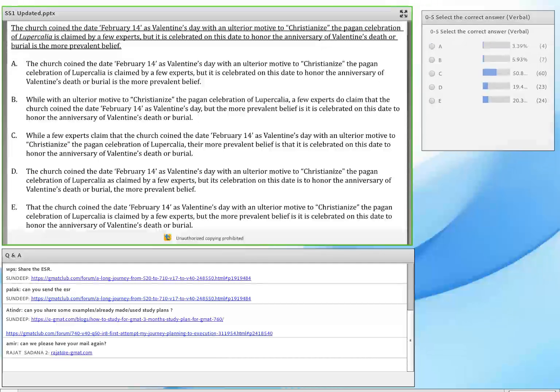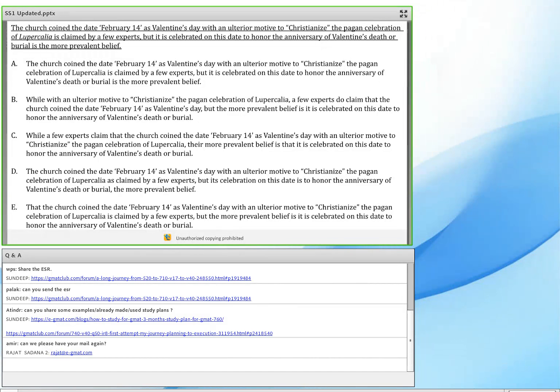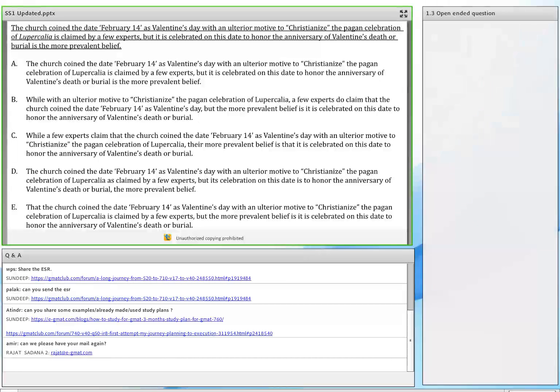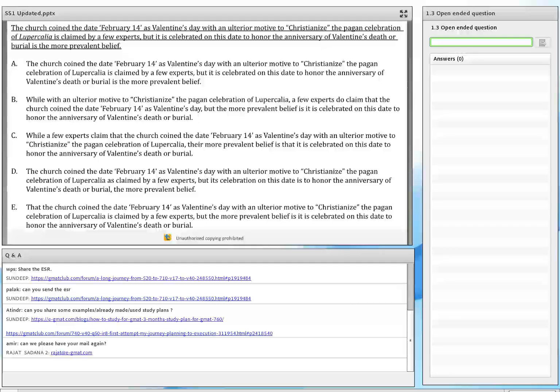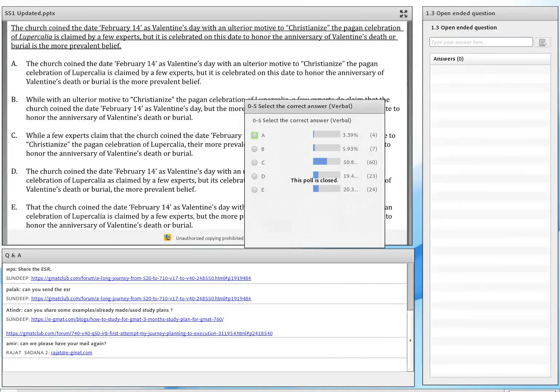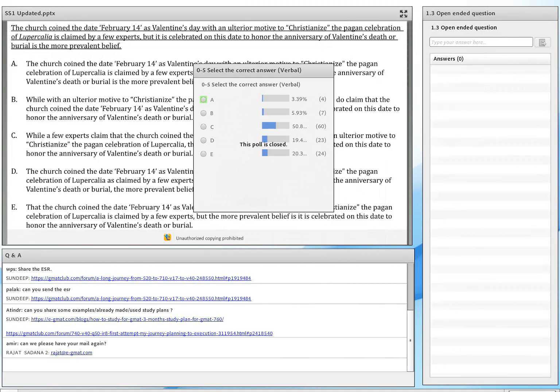Now, I'm going to put in a short answer poll again. What I want you to tell me is how you approached this question. A good chunk of you said choice C is the answer. Those of you, 50% of the class, who said choice C, let me share the poll results with you. Why did you think choice C is the correct answer?